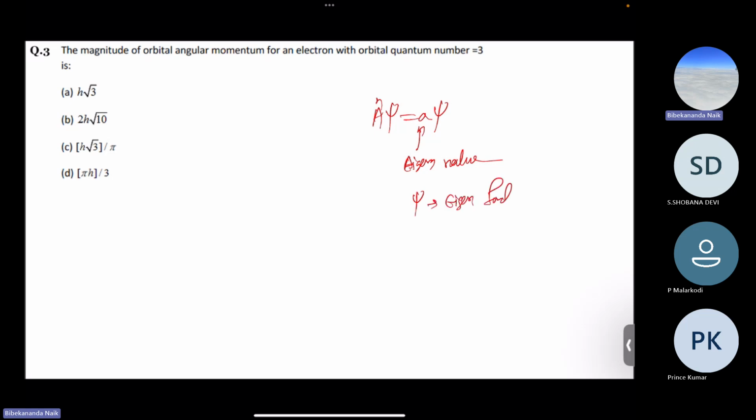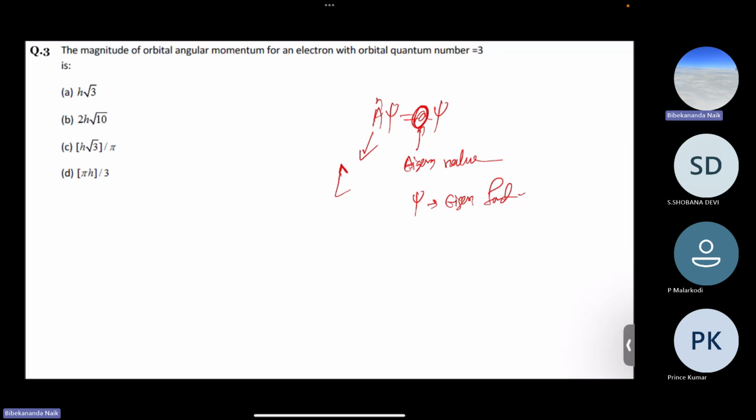So if we solve the equation corresponding to the orbital angular momentum, we get some values. In the case of orbital angular momentum, suppose this vector is nothing but L. A cap is replaced by L cap, where L cap is the orbital angular momentum operator. When it is operated on a state with function psi, it gives some value and again generates the same wave function.